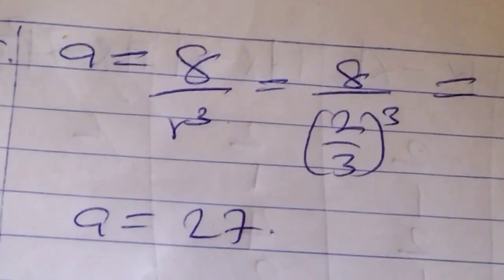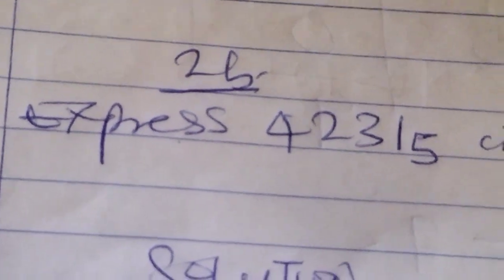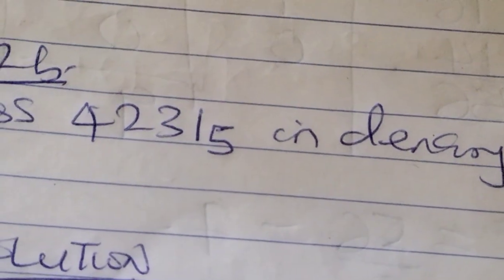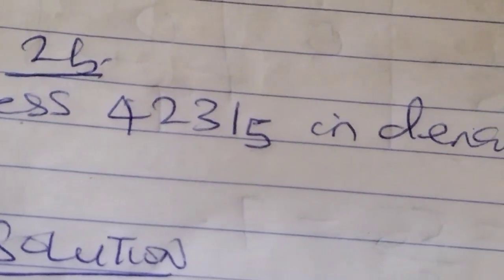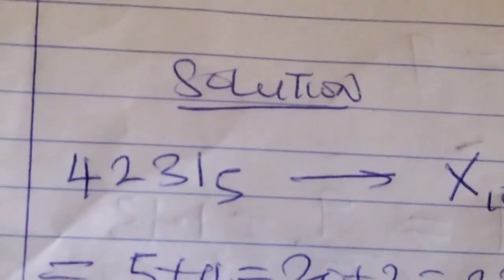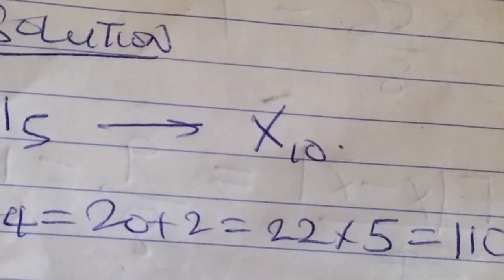So we go to question number 2b. Express 4231 base 5 in denary. That is, we're going to convert from base 5 to base 10. Denary means base 10. Solution: let 4231 base 5 equal to s base 10.